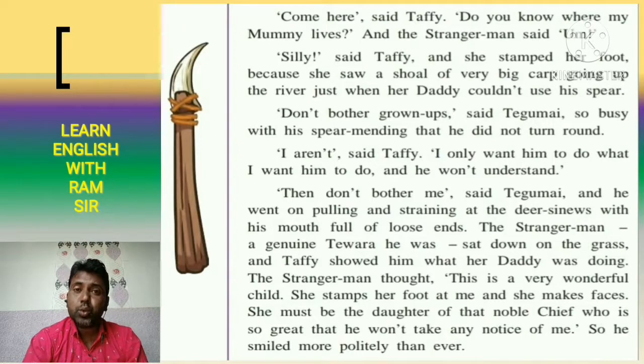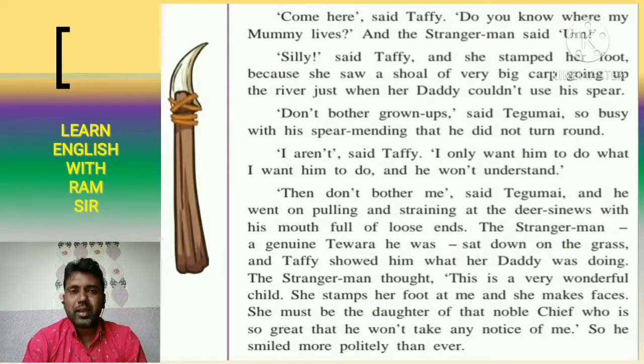तो वो दिखाने की कोशिश कर रही है उसको कि उसके जो डैडी हैं तो वहाँ पे क्या कर रहे हैं. So the stranger man thought, "This is a very wonderful child, as she stamps her foot at me and she makes faces. She must be the daughter of that noble chief who is so great that he won't take any notice of me." So he smiled more politely than ever. So now this person didn't understand anything. उसे कुछ भी पता नहीं चल रहा है.